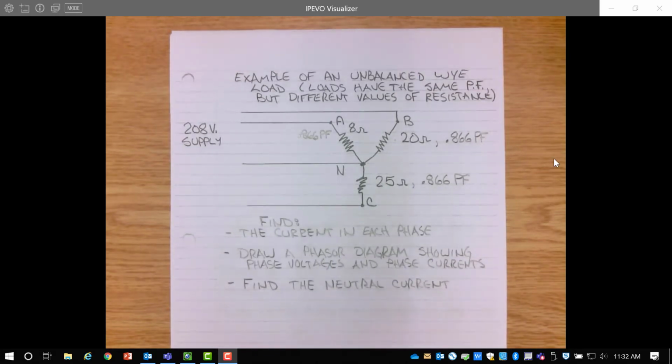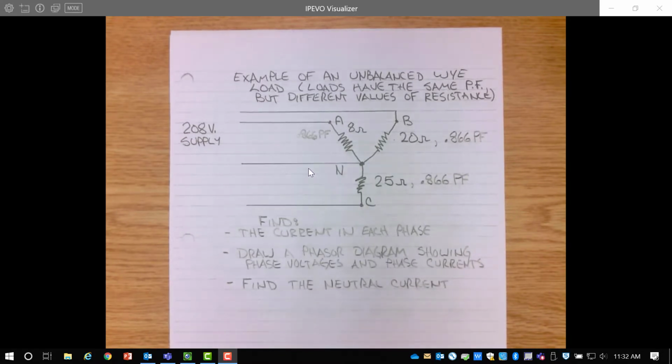We are going to look at an example of an unbalanced Wye load where the load has the same power factor but different values of resistance. This Y connected load is connected to a supply voltage of 208 volts.